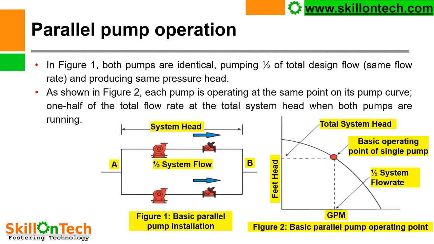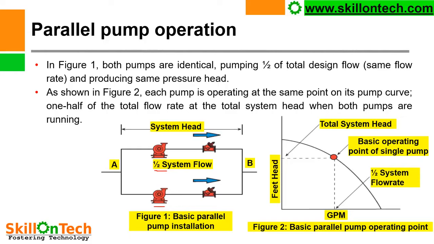Parallel pump operation. Here you can see in the picture that two pumps are installed in parallel. Both pumps are identical, pumping half of the total design flow, meaning the same flow rate, and producing the same pressure head. The head developed by the pumps is the same. In the discharge manifold, the total flow will be the sum of the flow of both pumps.